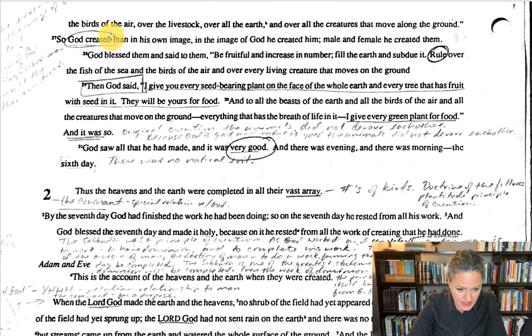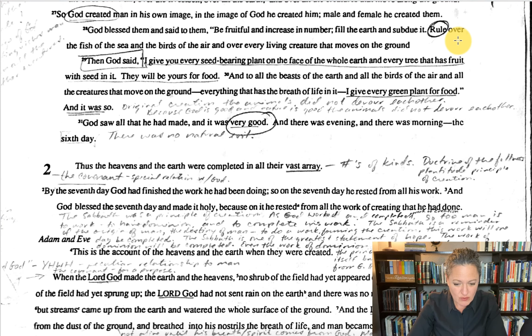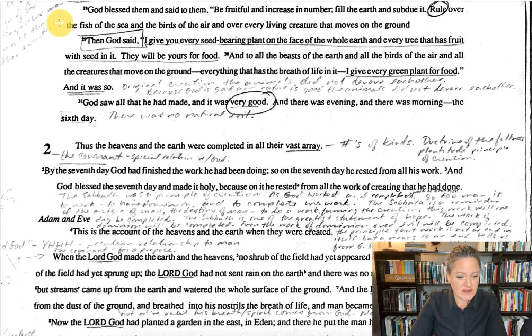And wisdom is the light by which humans rule over the created order. So God created man in his own image. In the image of God he created him. Male and female he created them. So male and female are equal in God, and they are equally to rule. They have the capacity to understand and to exercise wisdom and to develop the created order.